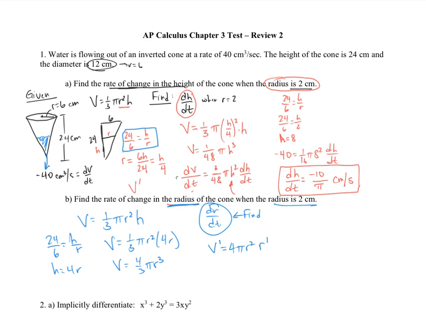Now let's go ahead and substitute in the values we know. This is negative 40 centimeters cubed per second equals 4 pi. They want me to do this when the radius is 2, so 2 squared r prime. R prime is my dr/dt, which is what I'm solving for in this. And cleaning this up, you will get r prime to be equal to negative 40 over 16 pi. And then we can reduce that to say dr/dt, our change in radius with respect to time, is negative 5 over 2 pi centimeters per second.